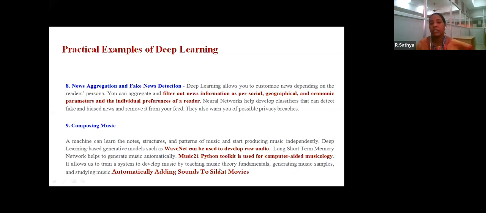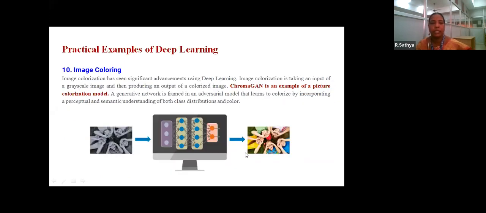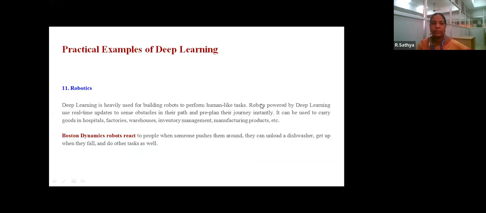And composing music. Suppose in the older movies, some of the movies don't have dialogues, so you can just add the dialogues, and you can add some sounds, and you can digitalize the older movies with the help of deep learning technologies. And image coloring, if you have grayscale images, you just apply the hidden layers and make them more colorful and interesting. You have an application also, Chroma GAN.